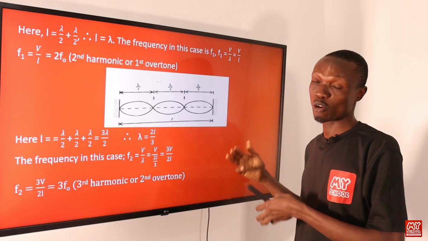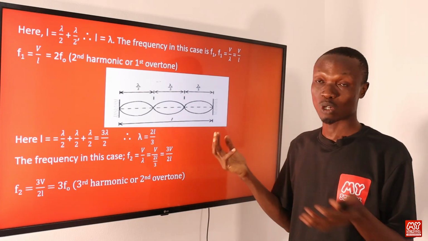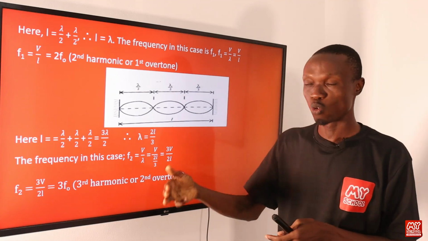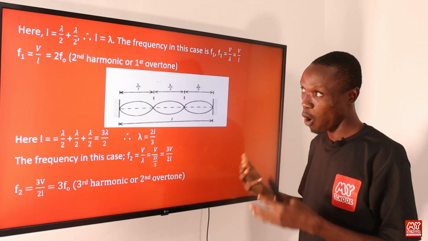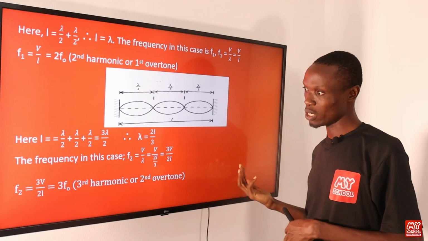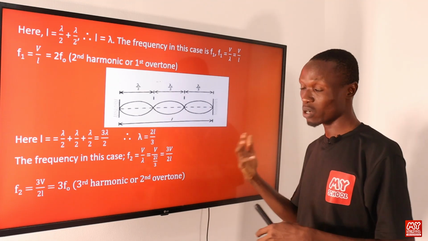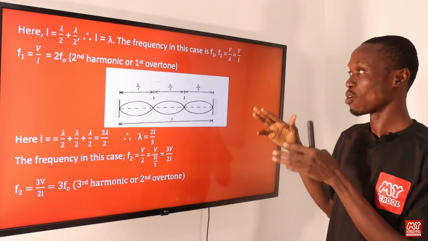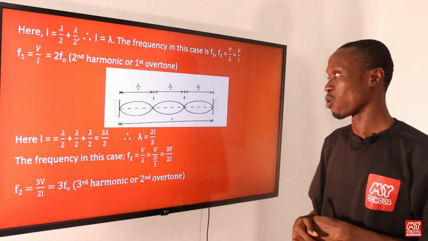that fundamental frequency that is just given to you, you multiply it by 2 to get the overtone, or to get the second harmonic. Okay, so as we progress in this lesson, you will see some examples, in order for you to really understand what is going on here.